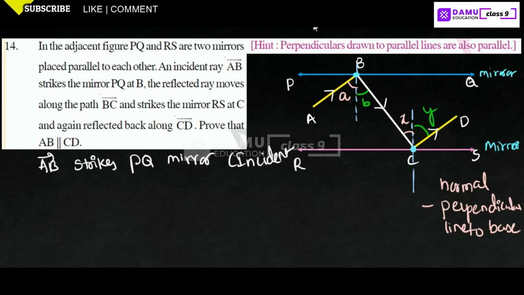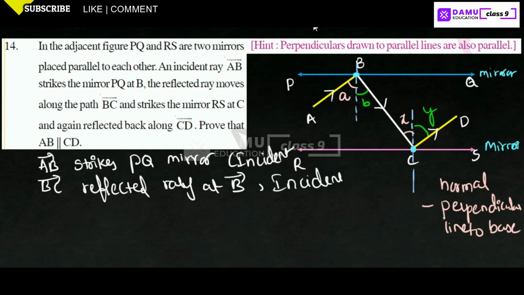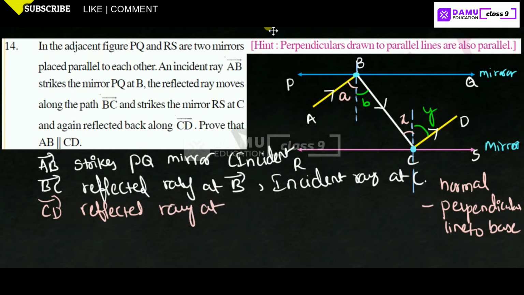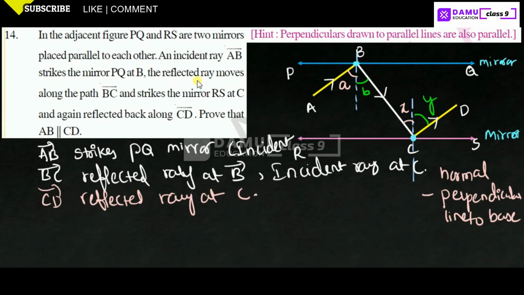Then BC is the reflected ray for AB, and BC is acting as the reflected ray at B and the incident ray at C, and CD is the reflected ray at C. So these are the given conditions.